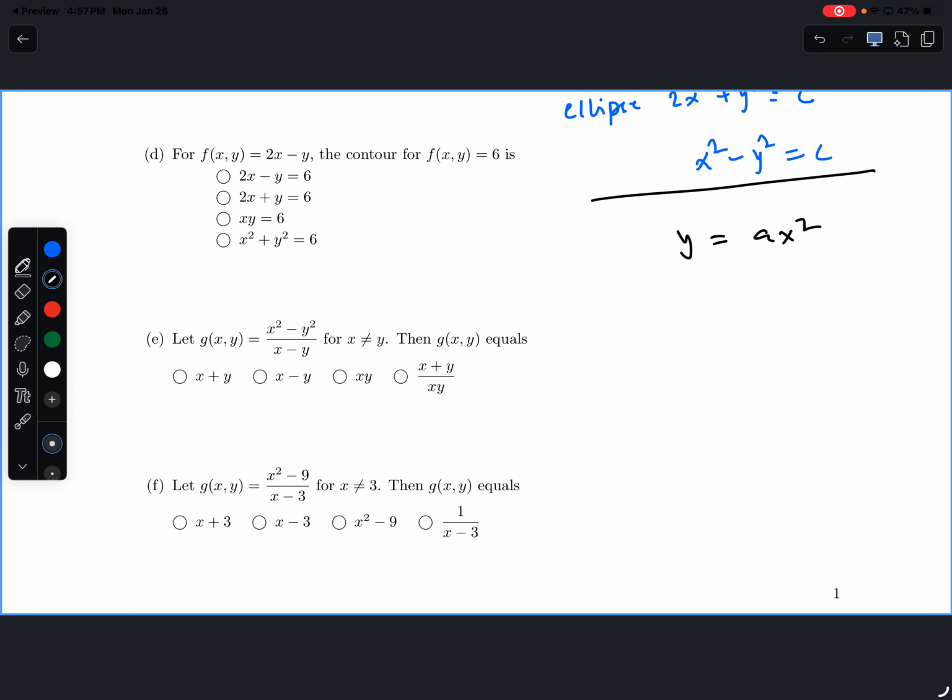I think part E is not relevant, but in some problems we need to do this when we are trying to find limits. It says, if you simplify this G, what is the simplified expression equal to? When you find limits, this trick is very common. You can factorize the numerator to get x plus y times x minus y divided by x minus y, and if you simplify, you will get only x plus y, which is option A.